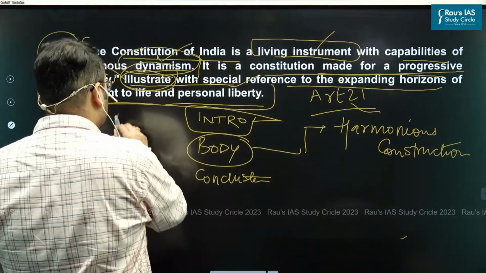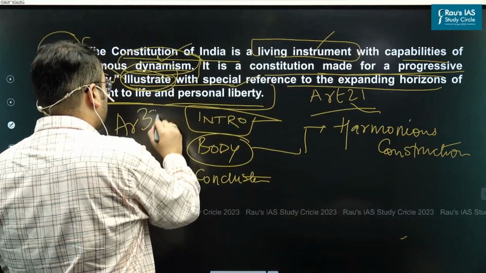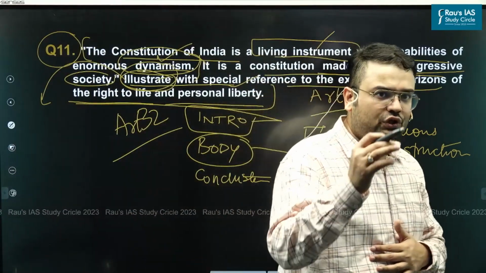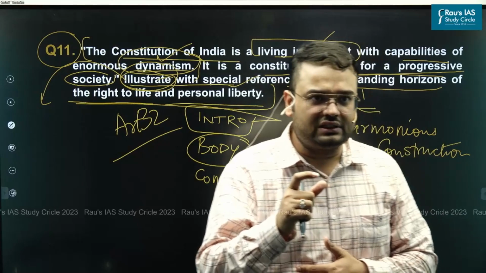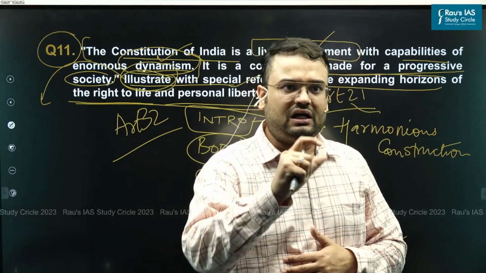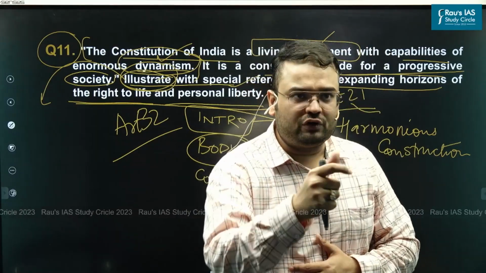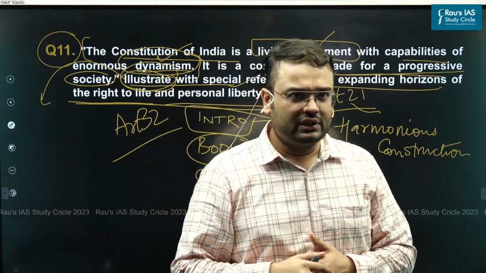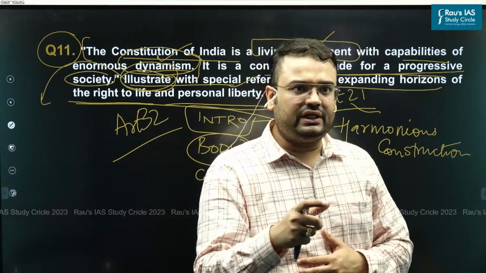What exactly did the Supreme Court do? In the Sarla Mudgal case, the Supreme Court said that when we look at the Indian Constitution, what do we see? We see there is a directive principle under Article 44, that is the Uniform Civil Code. The State should try to create a uniform civil code.